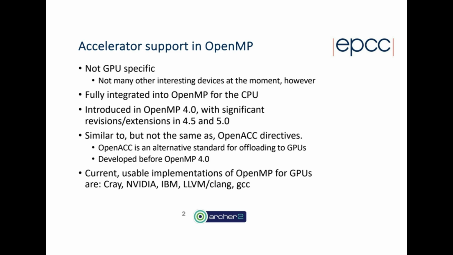These days, the functionality supported by OpenMP and OpenACC is pretty much the same. Anything you can do in one API, you can do in the other, more or less. They just spell their directives differently, and things work slightly differently syntactically, but the functionality is pretty much equivalent. And there are now quite a few reasonably stable, usable implementations of OpenMP for GPUs. Cray compilers, NVIDIA compilers, IBM, LLVM, Clang, and GCC all have reasonable support for offloading.